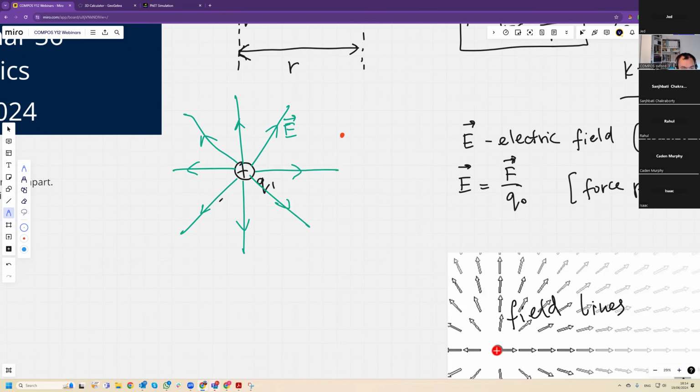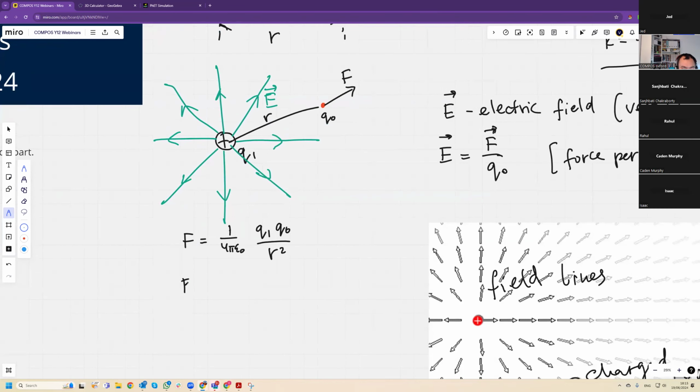Now, if there's a field and there's a point around that field, and this point is charge Q0, a small test charge, this test charge will experience a force. And we know that force will be 1 over 4 pi epsilon 0 multiplied by Q1 Q0 divided by r squared, where r is the distance. But the field is the force divided by Q0. It's the force per charge. So that's going to be Q1 divided by 4 pi epsilon 0 r squared.